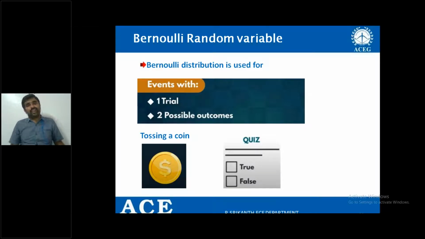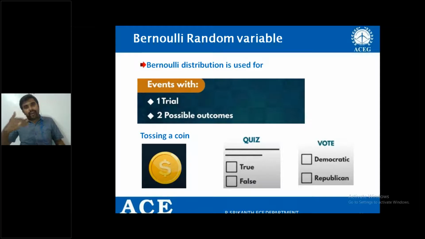Similarly, in a quiz, either you can say true or false, or in elections like US elections, you are supposed to elect either the Democratic or Republican party. Unlike India, in the USA, in our India, we may have n number of parties, so we may have n number of options in the ballot paper. But in the US, you only have two options, that is either Democratic or Republican. So there you are supposed to select only one, and only two possible outcomes we have, right? These are the best examples where you can apply the Bernoulli random variable, right?